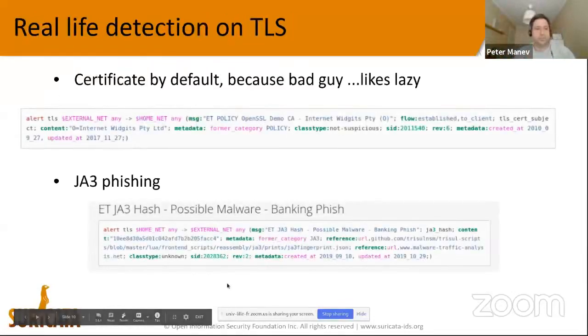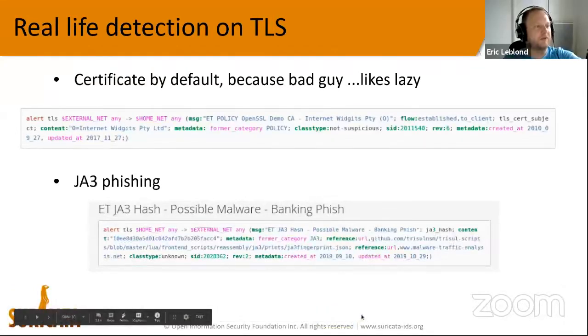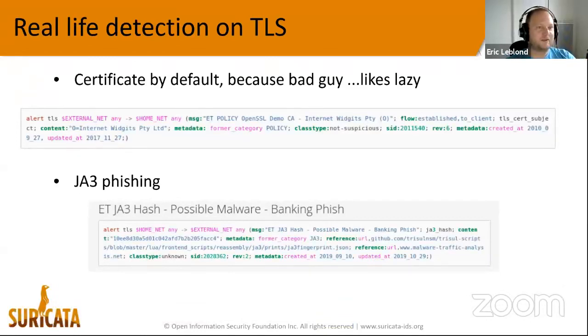So we're going to switch over to some rules. The first one that Peter showed you is the first colorized screenshot on the top. It's the one that will identify the demo certificate, because yes, the bad guys are lazy. In a lot of cases, they just use the default configuration in OpenSSL to generate their certificate. As a result, you will have this Internet Widgits Pty Ltd seen in the traffic, and it's either some poor admin working for your company, or an attacker that is really lazy.